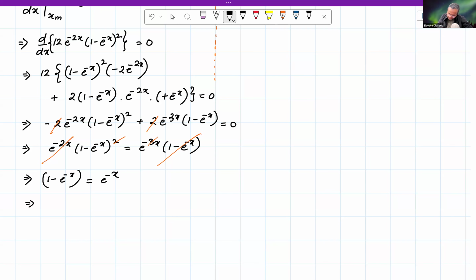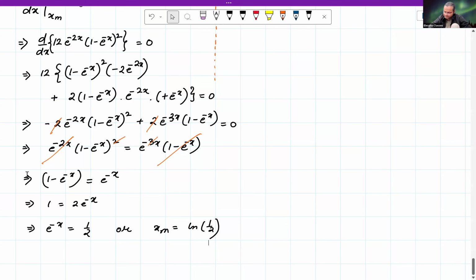and therefore, या फिर I should say, 1 is equal to 2 e to the minus x. All right, finally stuck हो गया था, I'm sorry. So e to the power minus x is equal to half or xm is equal to log of half. ठीक है, that's it, log of half. So log of half is the this thing.